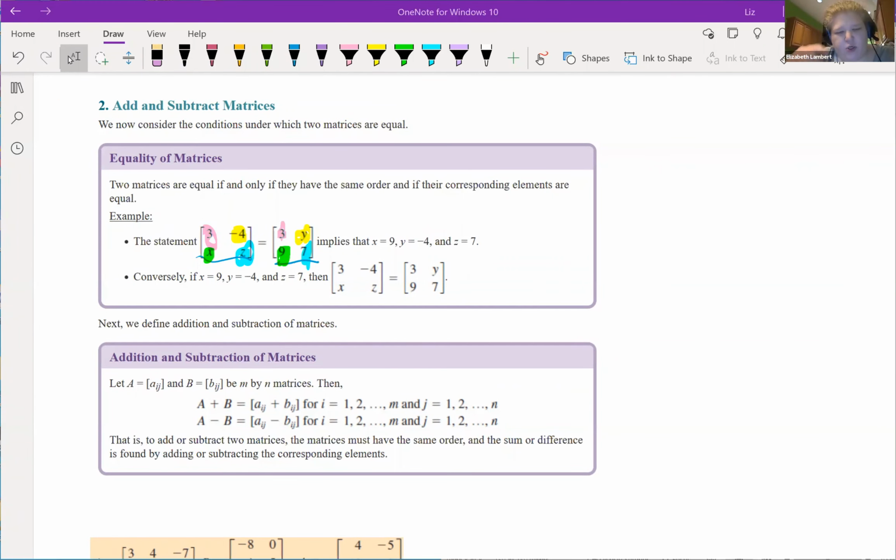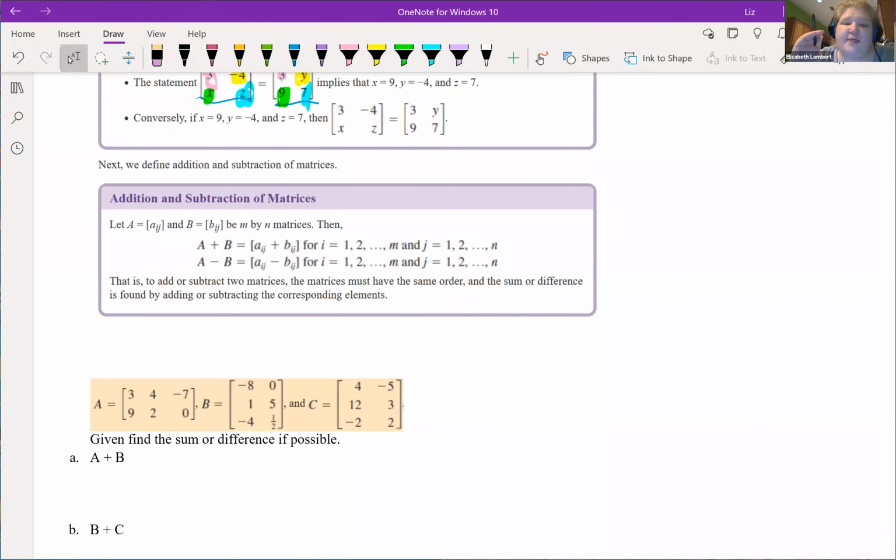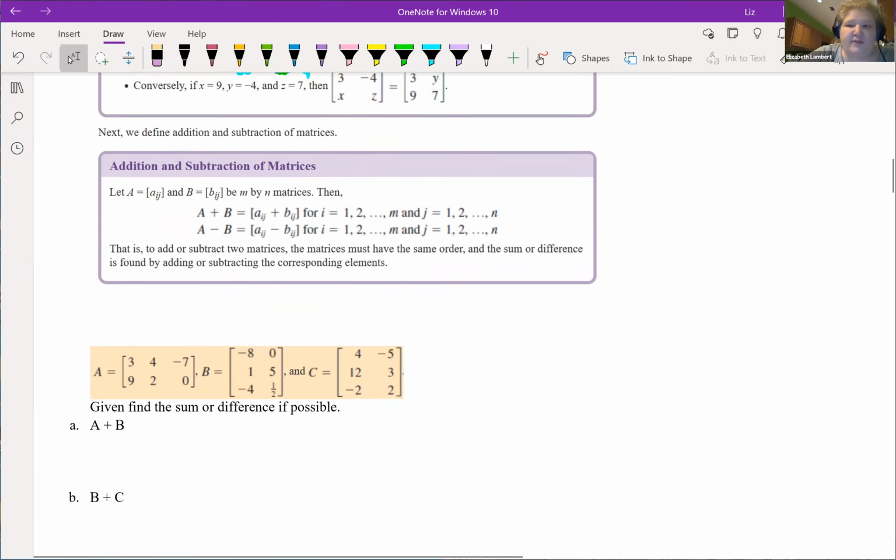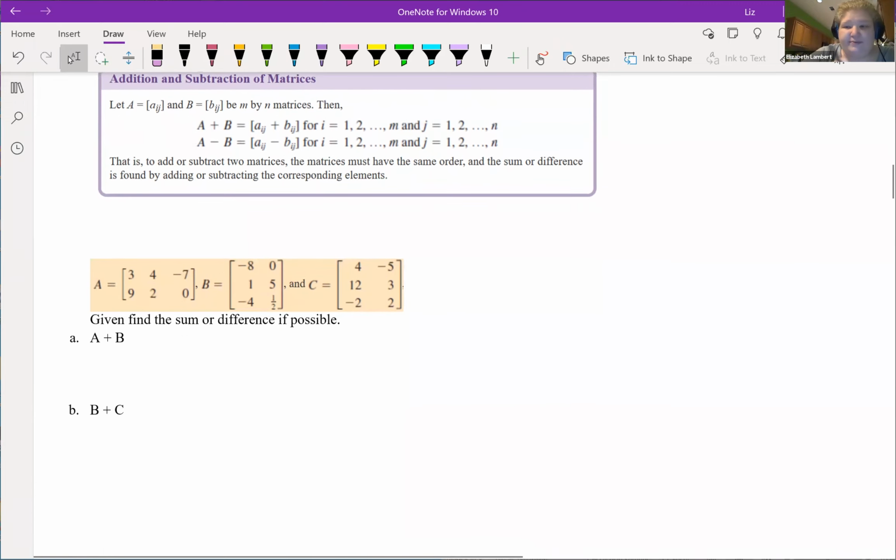So again, we're going to add and subtract some matrices now. Here it has to be entry by entry. Now that means they must be the same order, the same size, because I have to have an entry in each position to add or subtract. If they don't match up, they don't add.